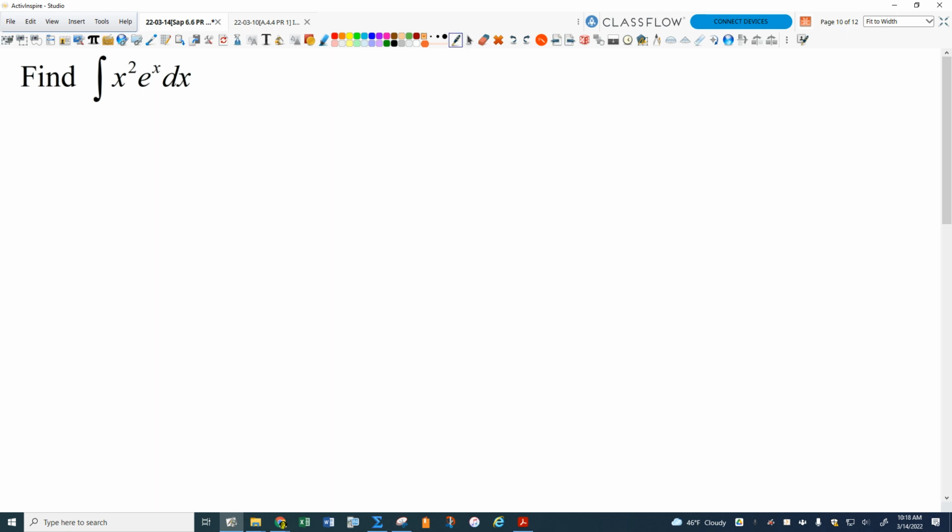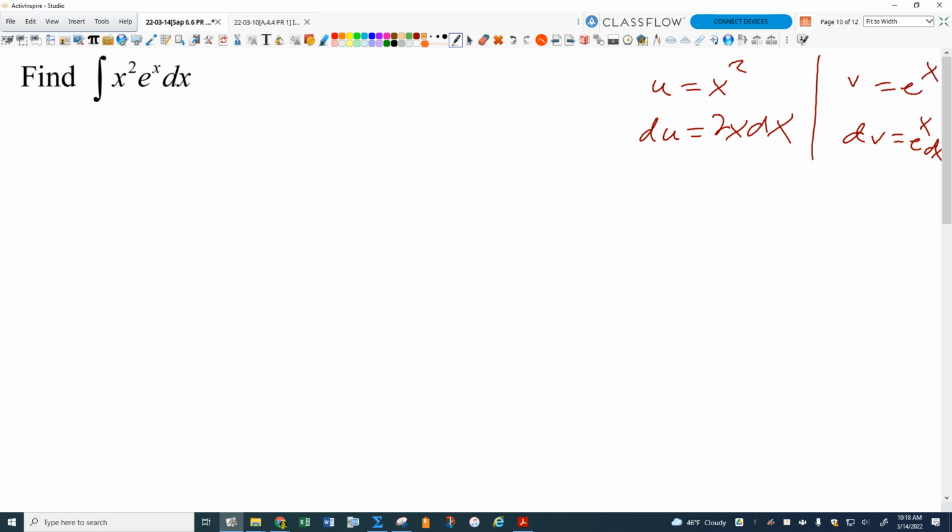What's our u? Say it again. x squared, yeah. And du would just be 2x dx, which means that dv is just e to the x dx. So what's v? What's the integral of e to the x dx? e to the x. You know, plus c, but again, we don't include that.